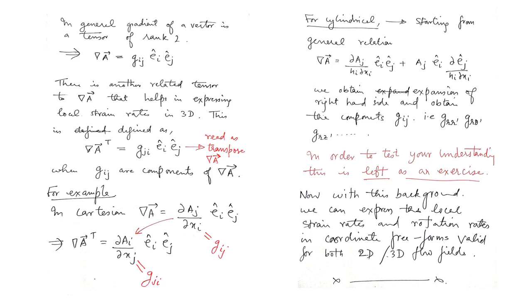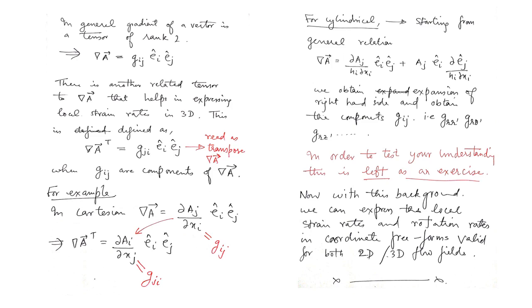So there is another related tensor. Now this is the gradient of a vector. There is another related tensor to gradient of A that helps in expressing local strain rates, right, which we saw earlier in lectures 2, 3, 4 and so on, local strain rates that we had also extended to 3D. Remember, epsilon xx, epsilon yy, epsilon zz, and the 3 shear ones.